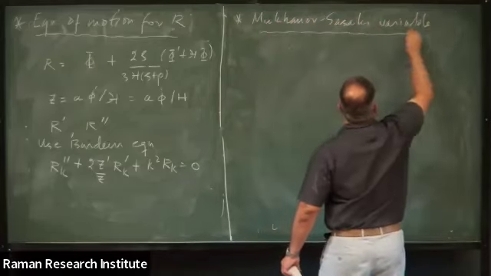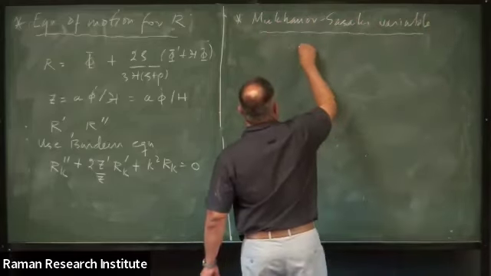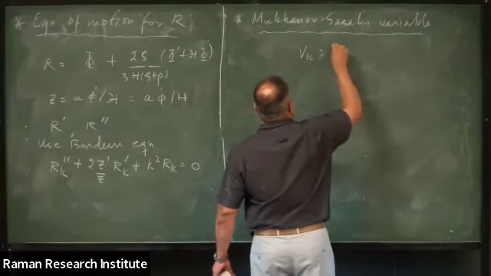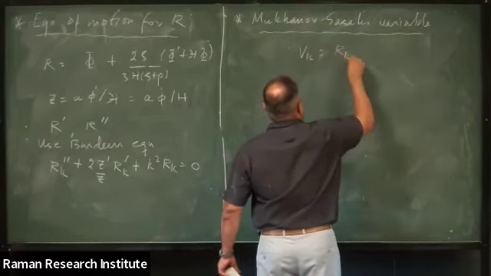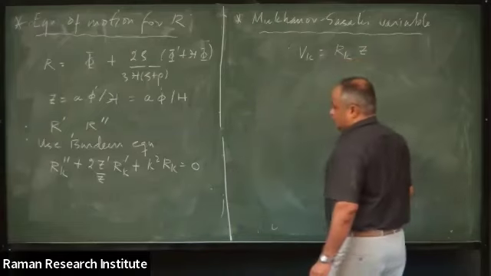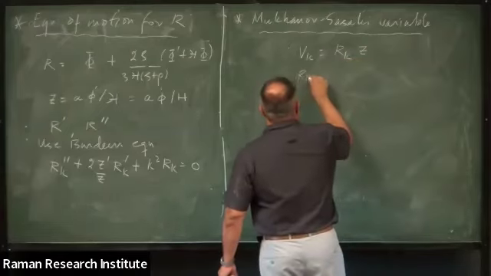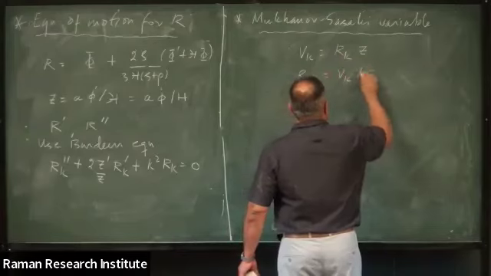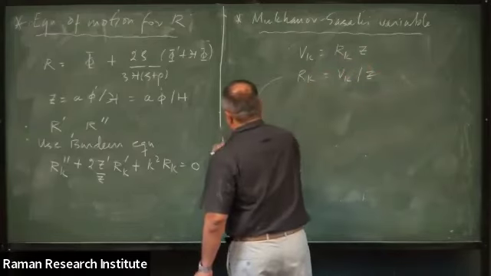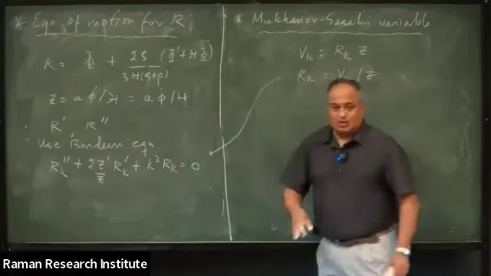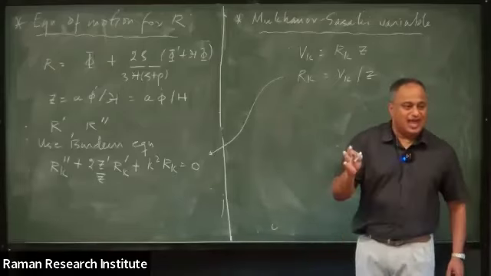Right? Okay, so what do you have? It is defined as Vk equal to Rk times Z, or Rk equal to Vk divided by Z. You plug it into this, just like there was a differential equation for Uk.